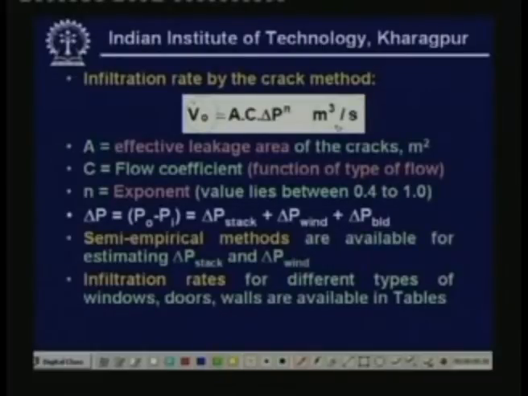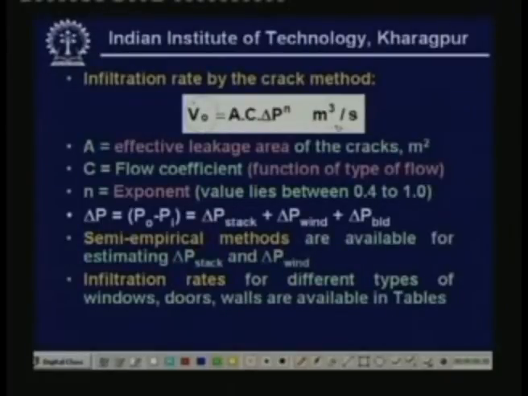The units are meter square, and C is a flow coefficient which depends upon the type of flow, that means the type of air flow through the cracks. Depending upon the type of flow, the value of C varies, and n is an exponent which again depends upon the type of the flow, and its value lies between 0.4 to 1.